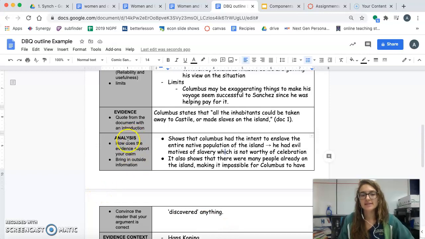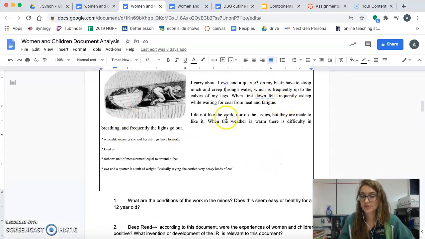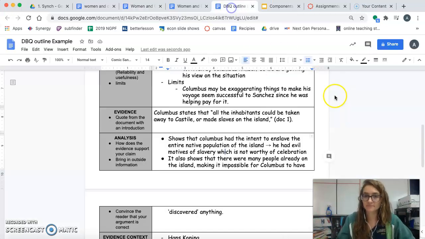Now your analysis. Your analysis is where you really explain why your evidence supports your claim. You can bring in outside information. So for example, if you're talking about document 1 from our packet, we know that it's related to coal. So you can talk about the invention of the steam engine. Just because it's not in this document doesn't mean you don't know about it, right? You can talk about the invention of the steam engine, how it led to more coal mining, and then connect it right to our big question and your claim.